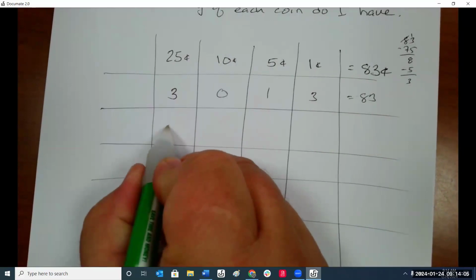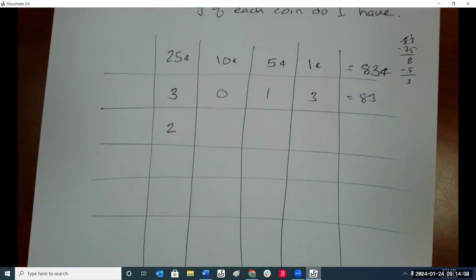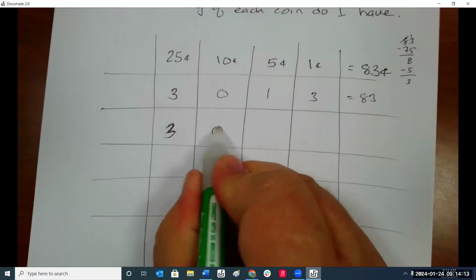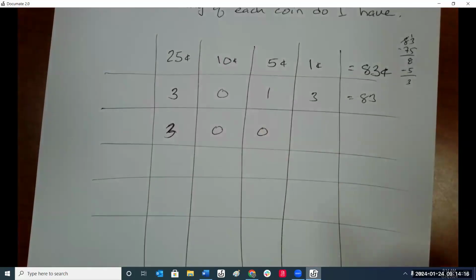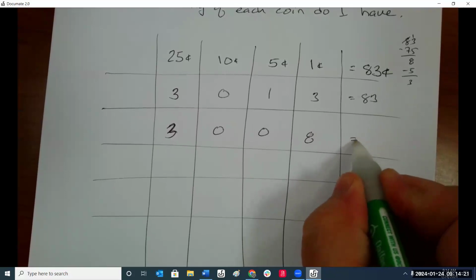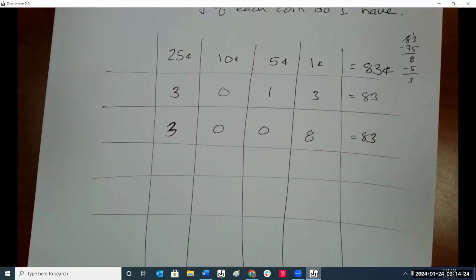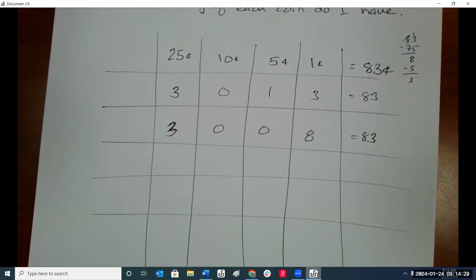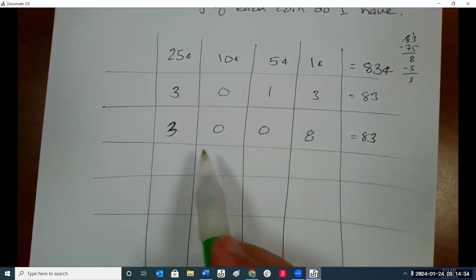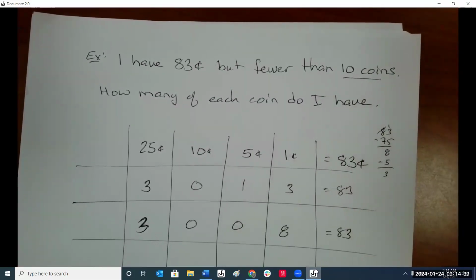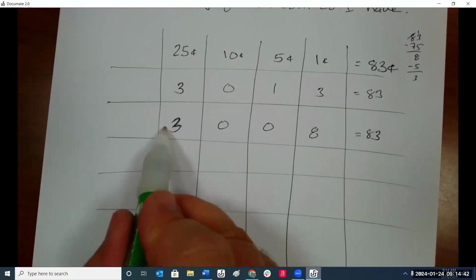Well, what if I only tried 2 of these? Actually, no, let's try with 3 of these. I have no dimes. What if I had no nickels? How many pennies do I need? That's 83 cents. But is that viable? Why not? How many coins are used? I need to have fewer than 10 coins. So even though this equals 83 cents, I cannot use that.